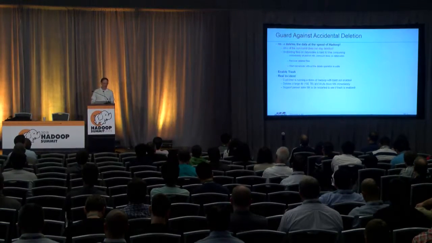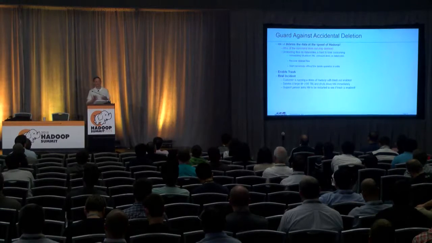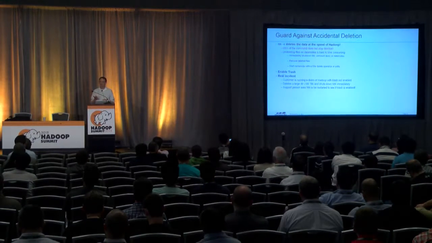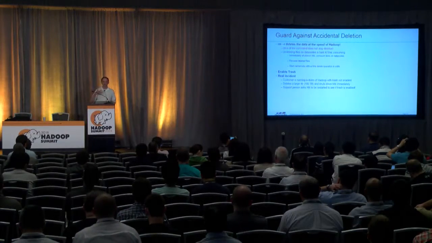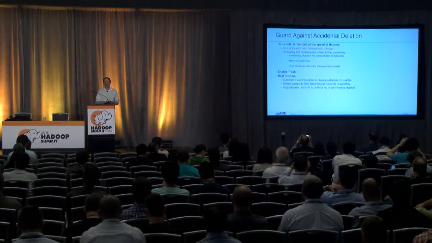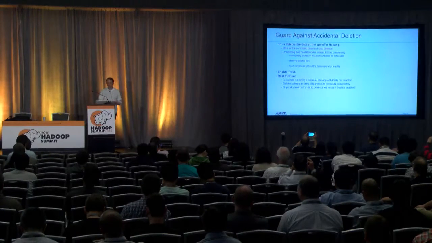So we generally recommend as a best practice, keep trash enabled. Trash basically translates deletes into renames, and then the name node will come along later at some later time and reap away the files and really delete them.